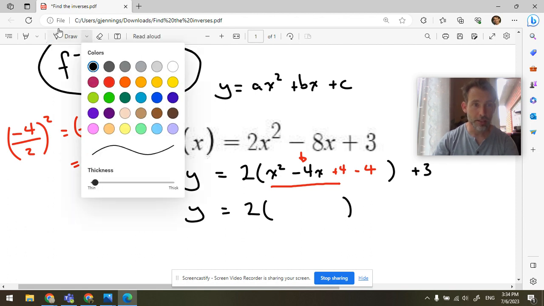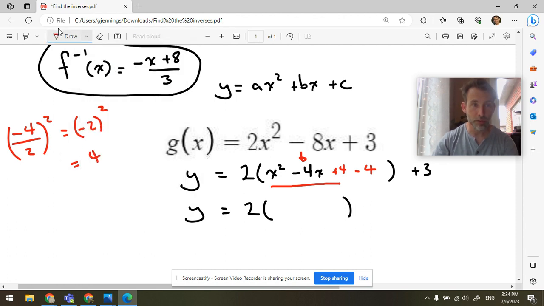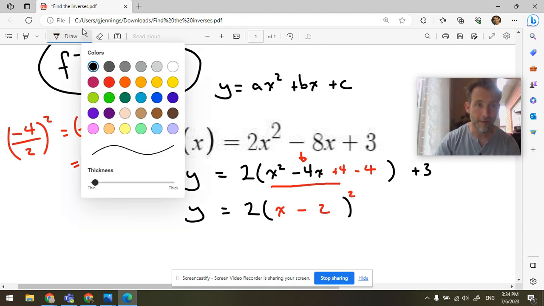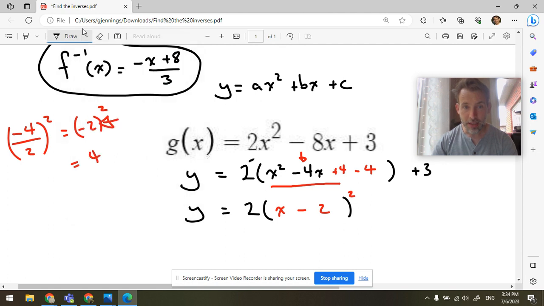What's in brackets? Well, let's figure it out. I'm going to blow your mind here, maybe. This is x minus 2. There's where the minus 2 comes from. Squared. Okay. And then this 2 is going to multiply that minus 4. That minus 4 still has to come outside the bracket. So it's going to be minus 8 plus 3. That plus 3 can come down.